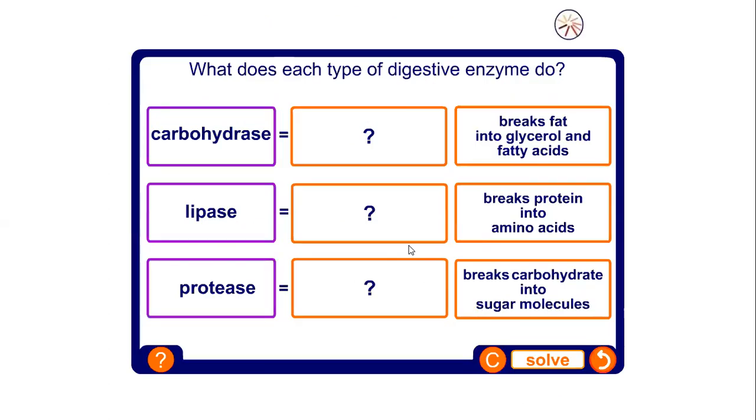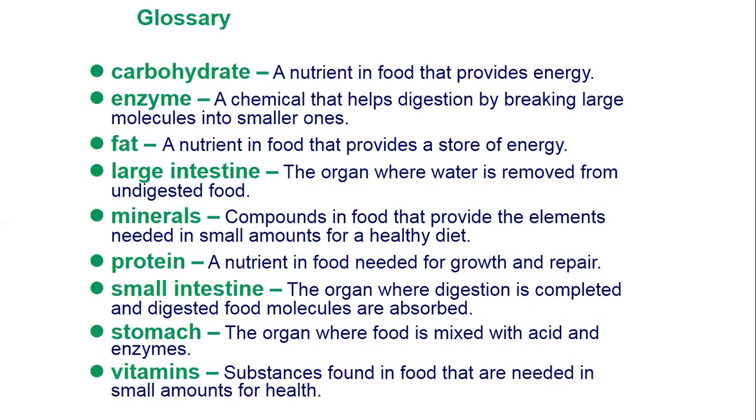What does each type of digestive enzyme do? Carbohydrase breaks carbohydrates into sugar molecules. Protease breaks protein into amino acids. Lipase breaks fat into glycerol and fatty acids. Look at a little glossary: carbohydrate, definition of each carbohydrate, enzyme, fat, large intestine, minerals, protein, small intestine, stomach, and vitamins.